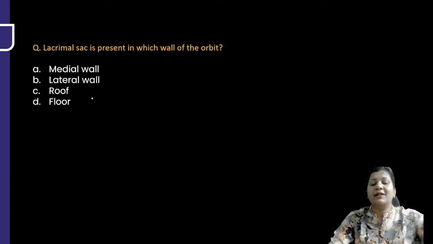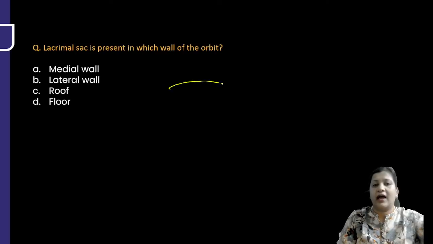Fine. The lacrimal sac is present in which wall of the orbit? Now, if we take the eye, where do you see the lacrimal sac in relation to which wall of the orbit?